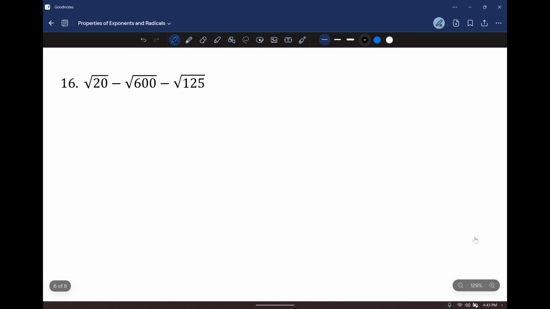All right, on number 16, we have already reduced the square root of 20 in a previous problem. That was 2 square roots of 5, so we'll just write that down. Let's do a factor tree for 600. So we have 6 and 100. 6 is 2 times 3. 100 is 4 and 25. 4 is 2 and 2. 25 is 5 and 5. So we have 3 2s, a 3, and 2 5s.